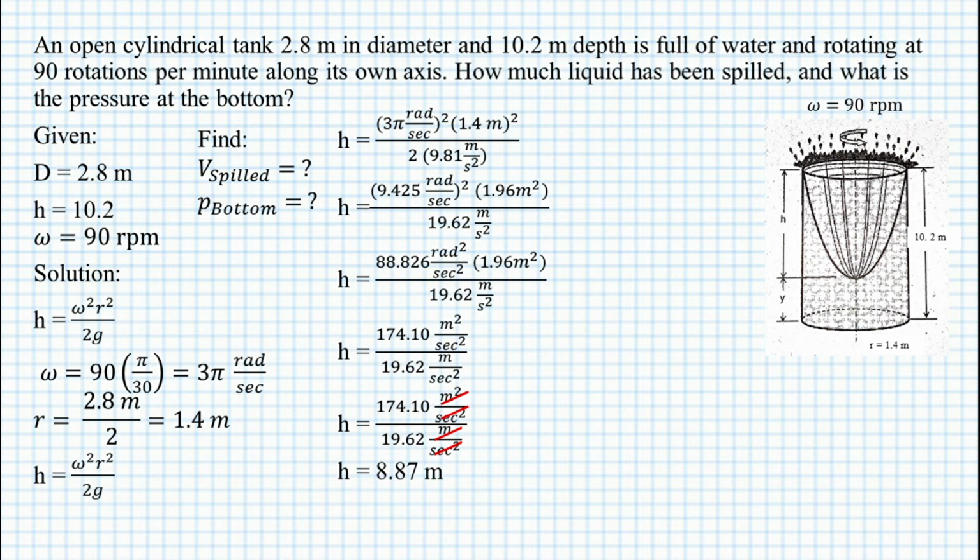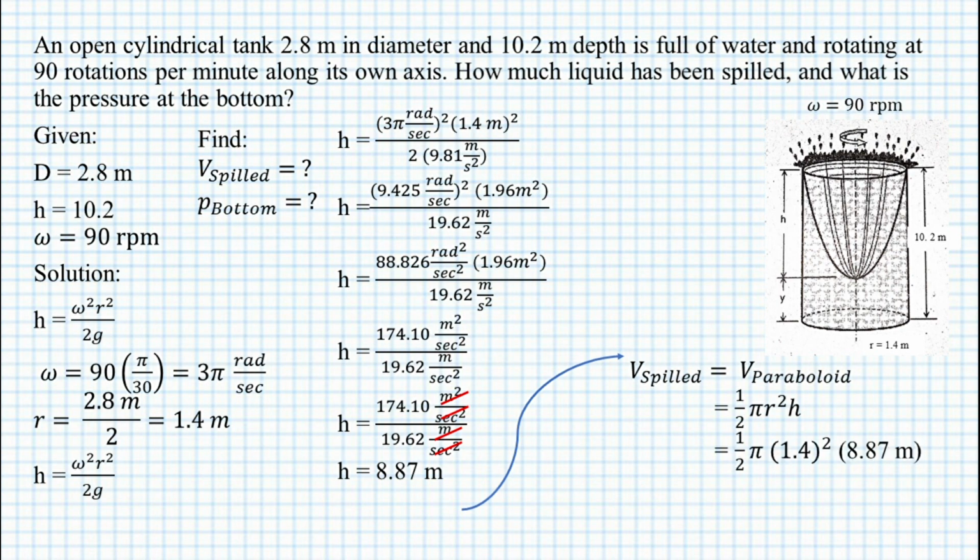Now we are going to solve for the volume spilled. We use the formula: volume spilled equals volume of the paraboloid. Our volume of paraboloid has a formula of 1/2 pi r squared multiplied by height. So plug in the values. We have 1/2 pi times 1.4 meter squared times 8.87 meter. So we have the volume spilled, which is 27.31 cubic meters.